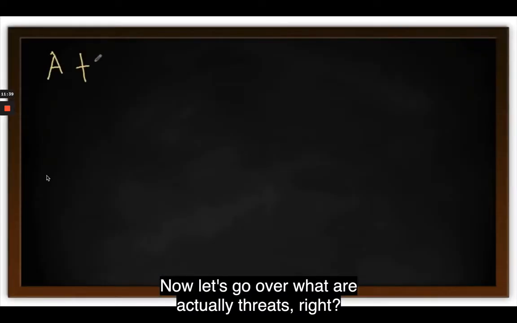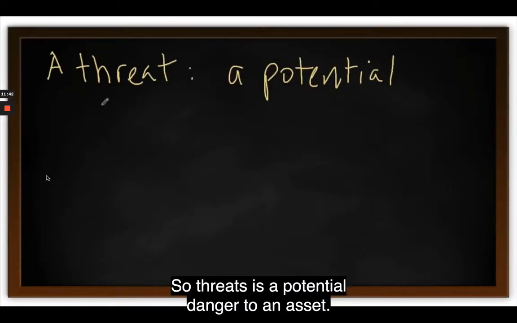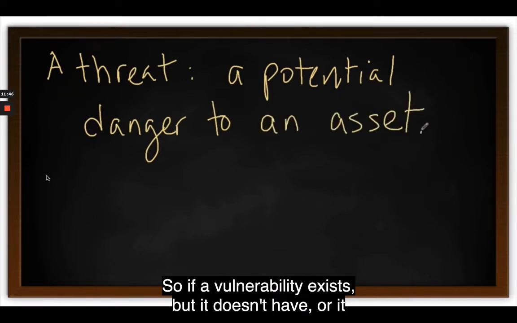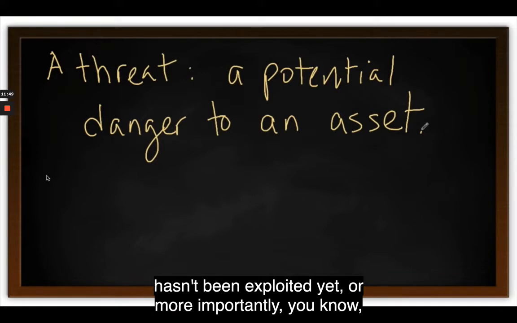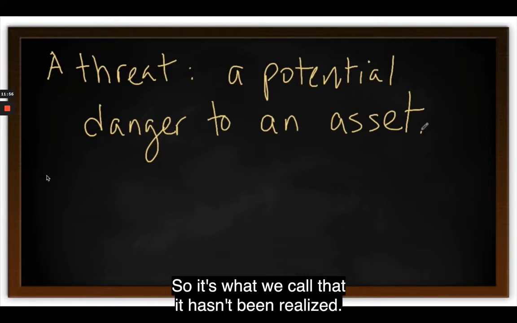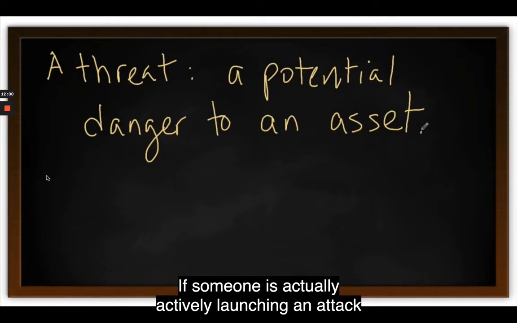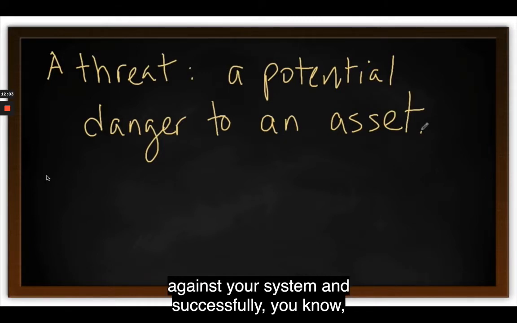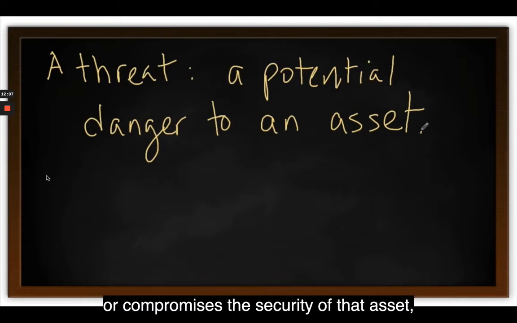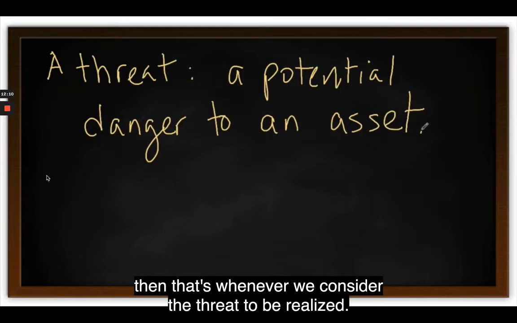Now, let's go over what threats actually are, right? So a threat is a potential danger to an asset. So if a vulnerability exists, but it hasn't been exploited yet, or more importantly, it's not yet publicly known, the threat is actually latent. So it is what we call that it hasn't been realized. If someone is actually actively launching an attack against your system and successfully accesses something or compromises the security of that asset, then that's whenever we consider the threat to be realized.